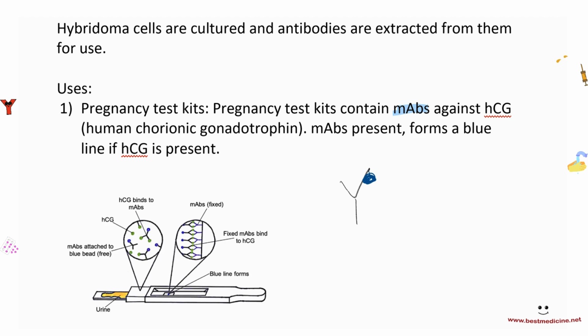Now here's what will occur. If you expose this to human chorionic gonadotrophin, which is HCG, this is a hormone that is produced by the placenta, by the fetus, and it comes out in urine, and this can be detected in urine samples of pregnant ladies. So HCG comes and binds to monoclonal antibodies on the pregnancy test kits. What this will do is that it will cause accumulation of all the antibodies at a particular place, which will form a blue-colored line on the pregnancy test kit.